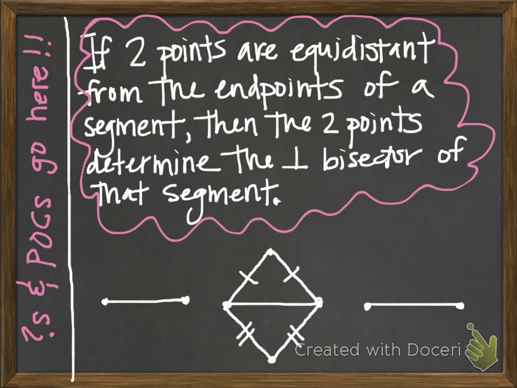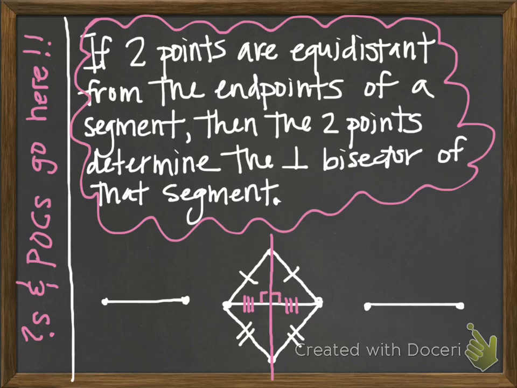It says if this is the case, then the 2 points that I just drew determine the perpendicular bisector of that segment, which means if I connect those 2 points with a segment or a line, that line not only cuts that segment into 2 equal parts, it bisects it, but it also is perpendicular to it. It cuts it at a right angle. Okay? And of course, both of these would be right.